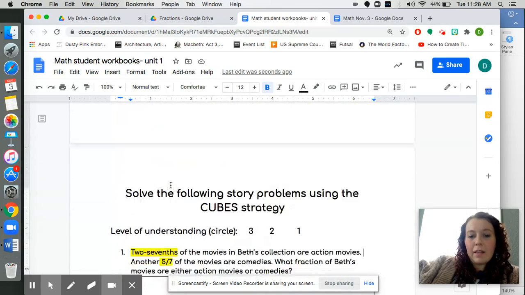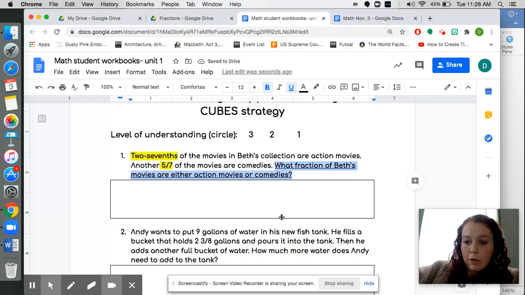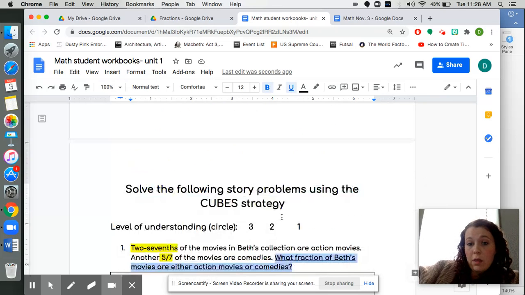Next, I'm going to underline the question. It says, what fraction of Beth's movies are either action movies or comedies? So I'm going to go to this underline button right here, and I've underlined the question. The reason I'm underlining the question is because I want to know what they're asking me to do. In this case, they're asking me what fraction of her movies are either action movies or comedies.